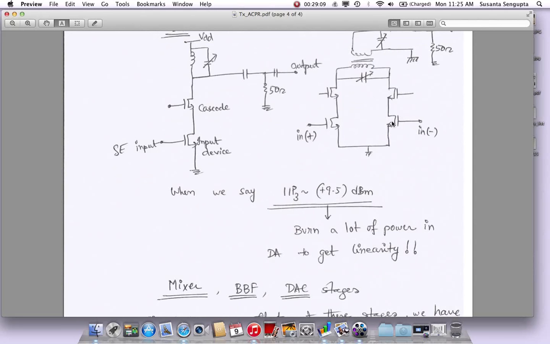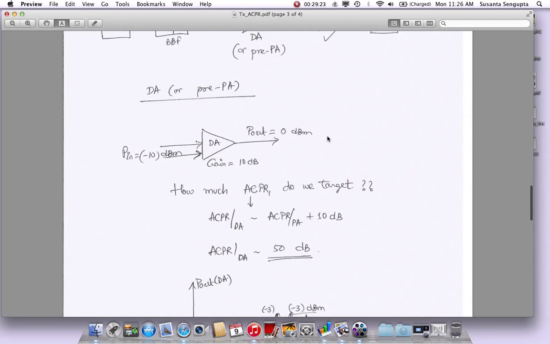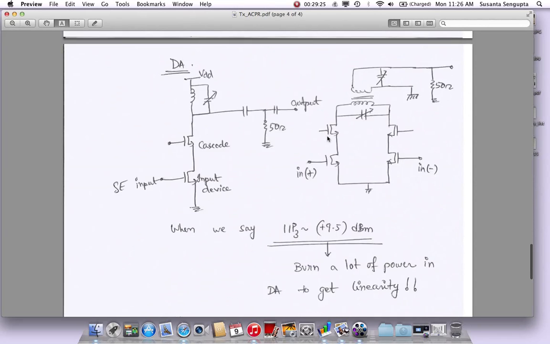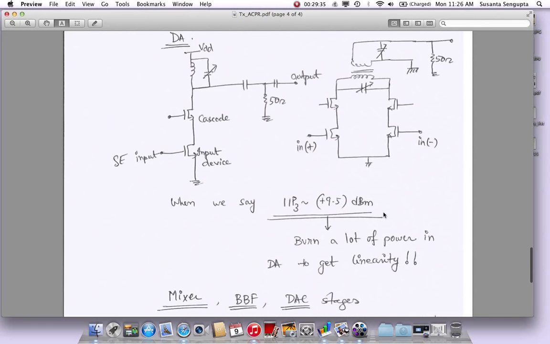So these driver amplifier type circuits actually end up burning a lot of power, and not just a driver amplifier. Anything like a driver amplifier, anything like a power amplifier, they burn a lot of power not because they need a lot of gain, but they need a lot of linearity. You have to bias the devices in strong inversion and do other things. By burning power, that becomes feasible and you get more linearity. So you're trading power versus linearity. So that is the DA.